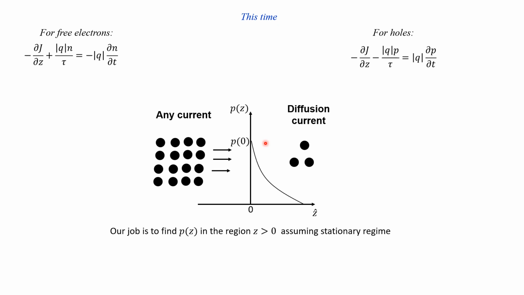And also that there is a loss mechanism. So there is the recombination process we discussed last time. And we can also assume a stationary regime, which basically means that nothing changes in time. So things are constant in time. And our job is to find an explicit expression for the spatial dependence of the concentration of holes in the region where transport is only by diffusion in the presence of a loss mechanism.